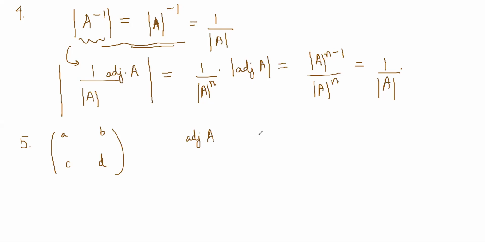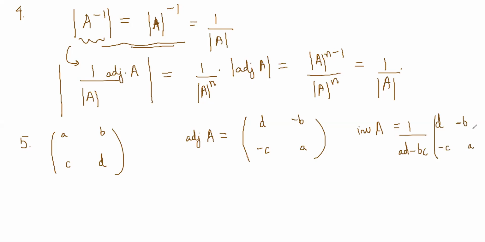The adjoint of A in this case is D, minus B, minus C, A, and the inverse of A is equal to 1 by AD minus BC into D, minus B, minus C, A. So you reverse the diagonal and put minus signs on the others, right? Okay.